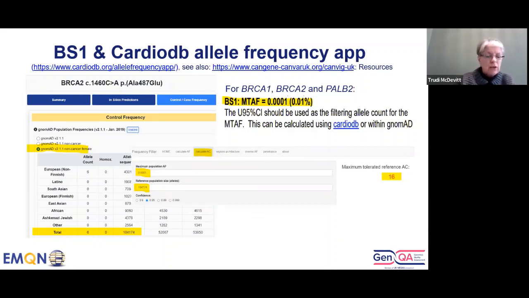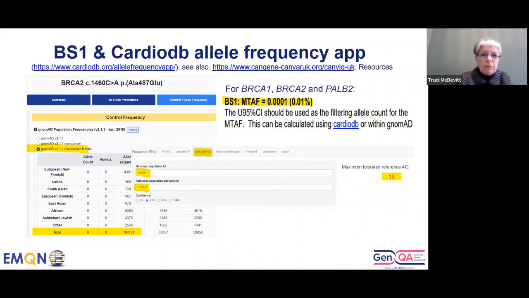So next slide, please. So an application of using the CardioDB tool can be seen here. So in yellow to the left, you can see the gnomAD non-cancer female data set selected. And here you can see that for this variant, BRCA2 c.1460C>A, which is our first variant that we're looking at, there are a total of 6 female cases in 52,887 individuals on the gnomAD data in the control database.